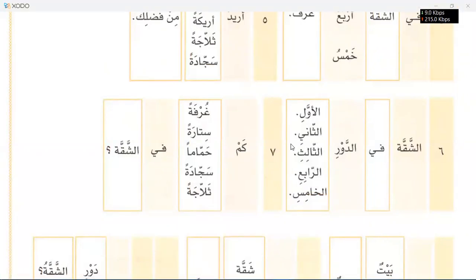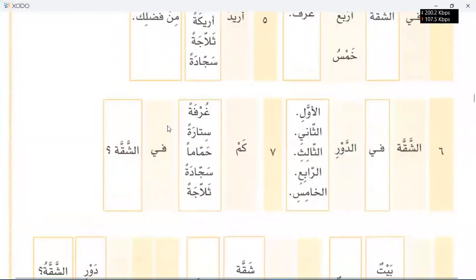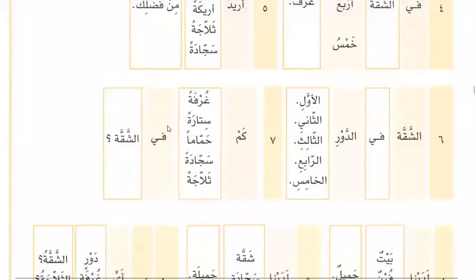Next we have Miss Sabina. How many rooms are there in the apartment? Sitara fi shakka. Sitaratan fi shakka. How many curtains are there in the apartment? Kam hammaman. Hammami fi shakka. How many bathrooms are there in the apartment? How many rugs are there in the apartment? How many refrigerators are there in the apartment?